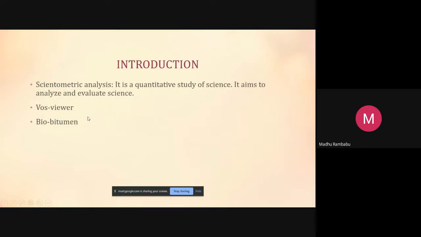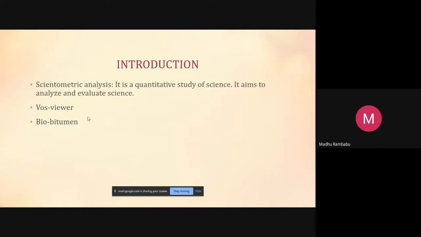Going to the introduction, scientometric analysis. The name itself, scientometric, resembles the word science. It deals with science. It is a qualitative and quantitative study of science. It aims to analyze and evaluate science. Scientometrics is a field which applies quantitative methods to the study of science as an information process. It is often done using bibliometrics, which is a measurement of the impact of scientific publications. It usually analyzes, evaluates, and graphically represents science and technology information.